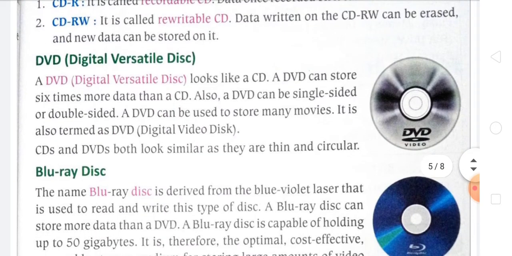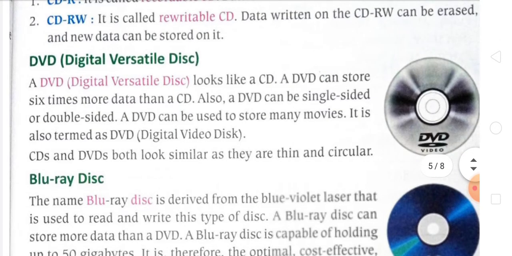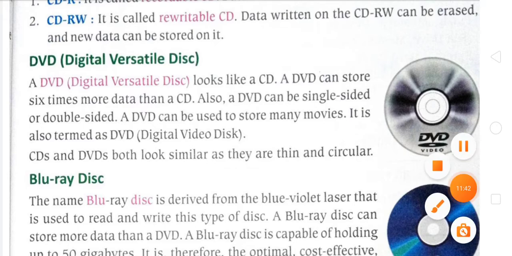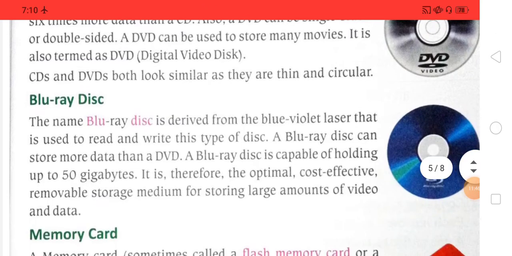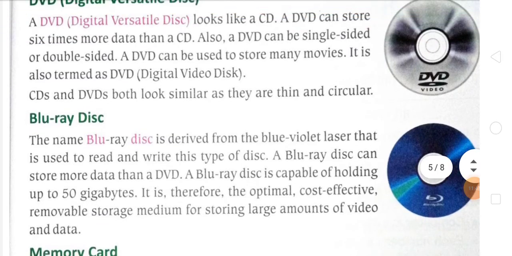Then after that, the DVD, digital versatile disc. A DVD looks like a CD, but it stores 6 times more data than the CD. Also, a DVD can be single sided or double sided. You can see here, this one is the DVD, and it is circular in shape.